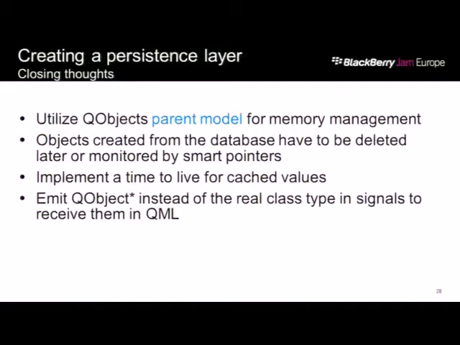And to improve that, you can use smart pointers, and they will do the work for you, basically. Then we have a time to live for all cache values, so that we don't get very old content from our cache. And one of the tricks we learned here is if you want to signal from the native layer to the QML, you can send a QObject pointer instead of the real class type, and then it works.